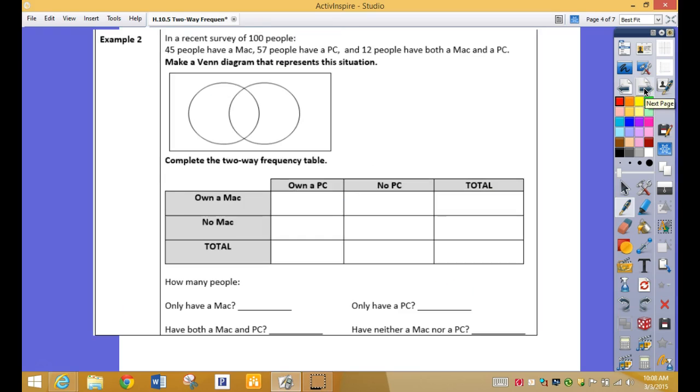in every problem. Example number 2: in a recent survey of 100 people. So where can I put that 100? A total of 100 people were surveyed.